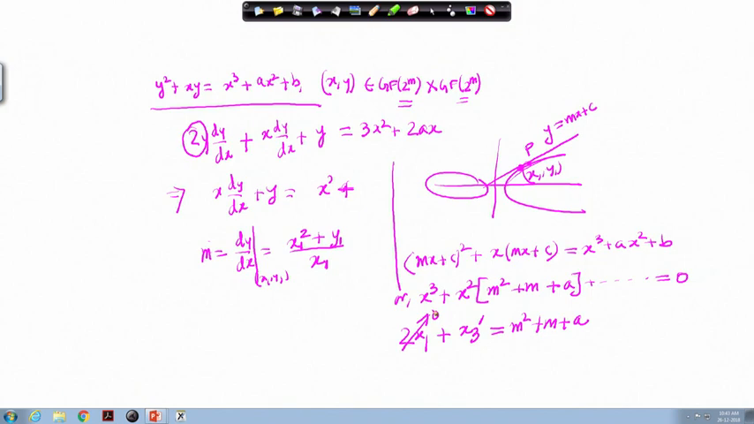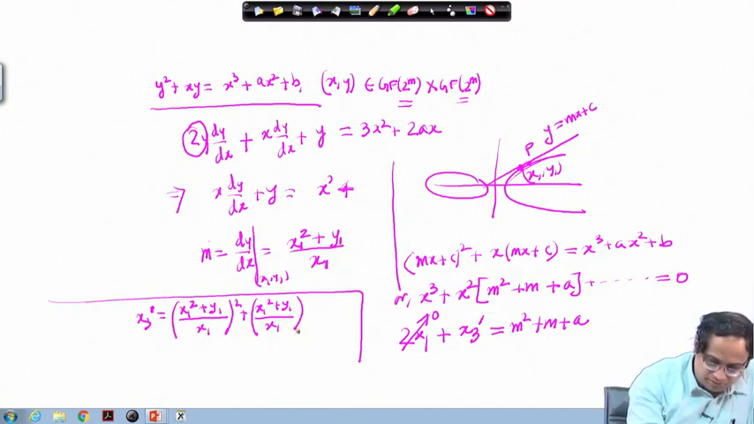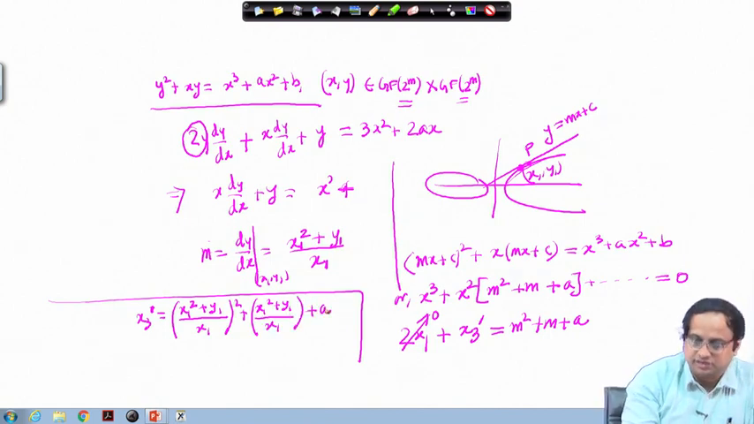So, therefore, this will vanish, and I can take this space to write that x 3 dash will be equal to x 1 squared plus y 1 divided by x 1 whole square plus x 1 square plus y 1 divided by x 1 plus a. This is your x 3 dash.